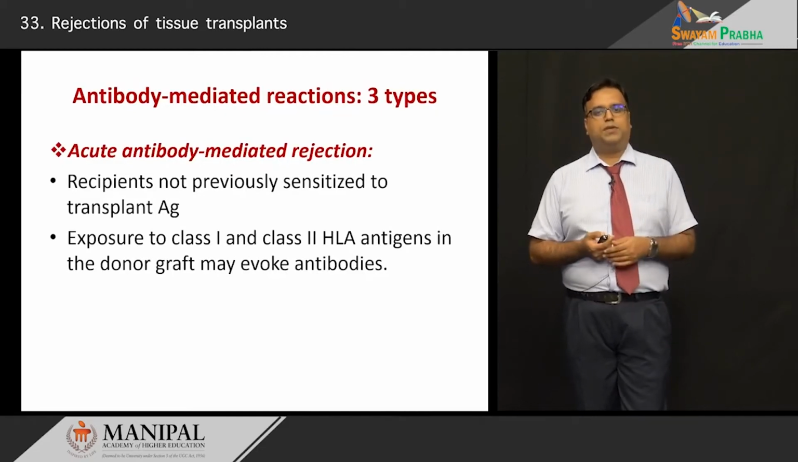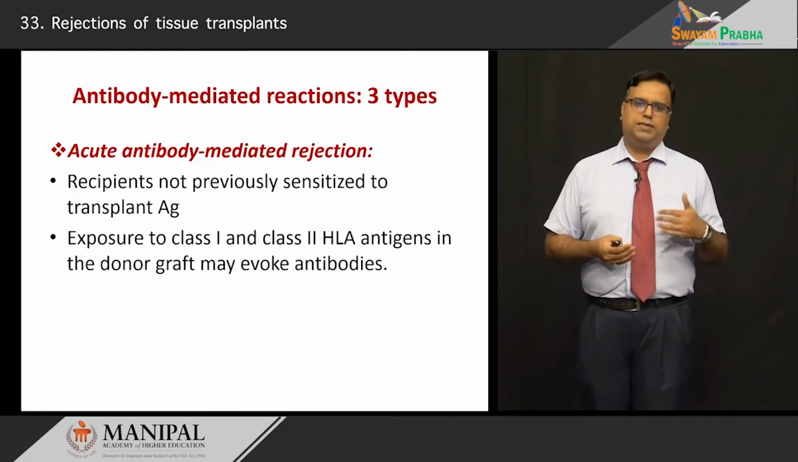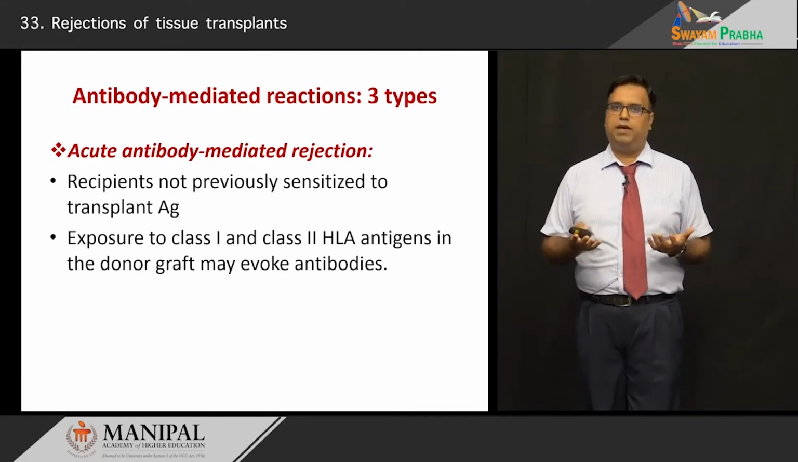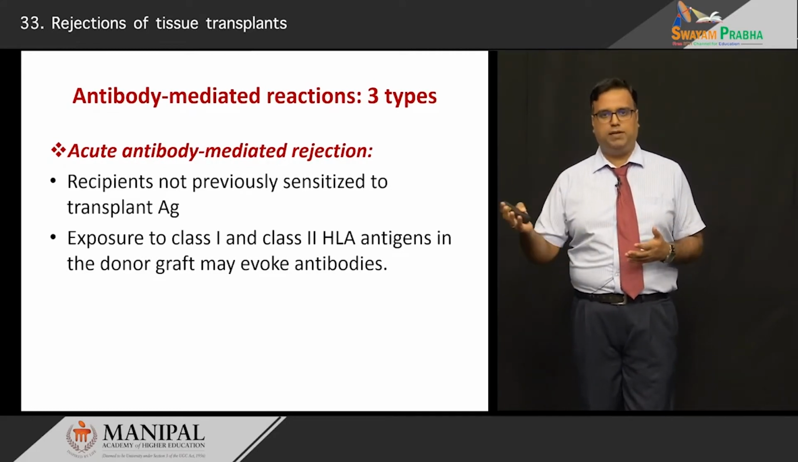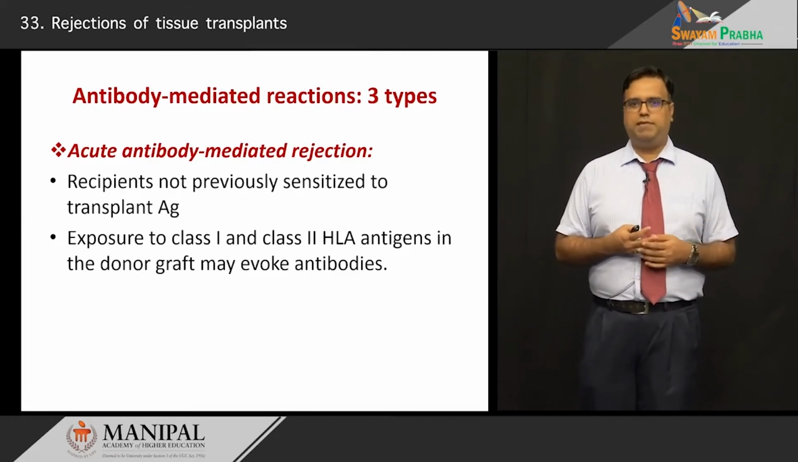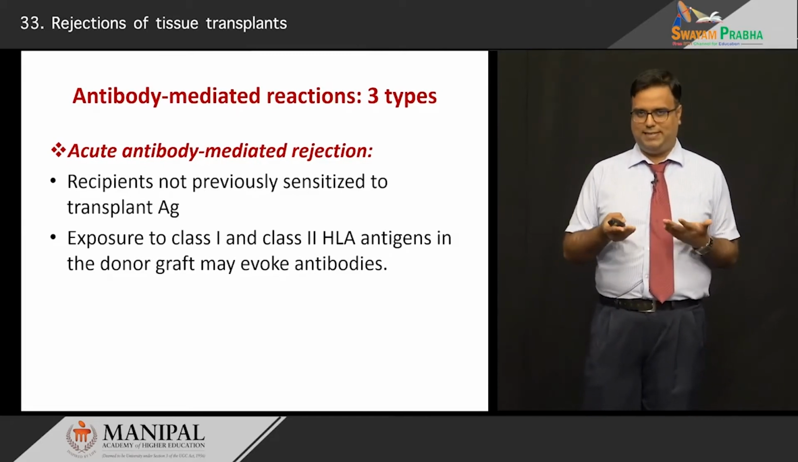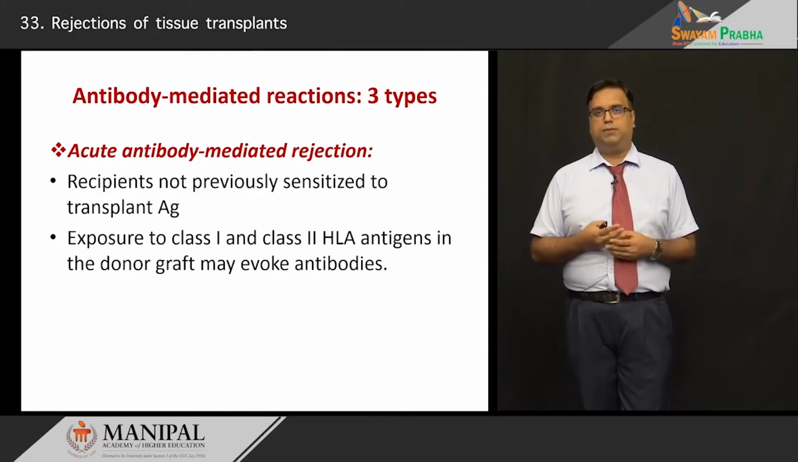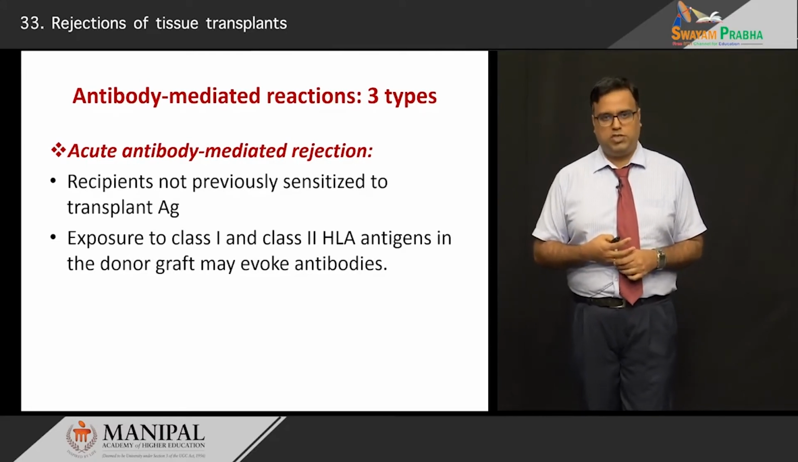The next in line is what is called acute rejection. After hyperacute, you have acute. Acute itself suggests the time frame is somewhere in the order of, say, days to weeks. The recipients usually are not previously sensitized to a transplant antigen. That's another distinction I would say between hyperacute and acute rejection.